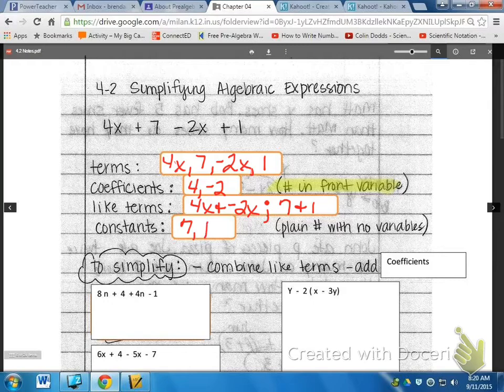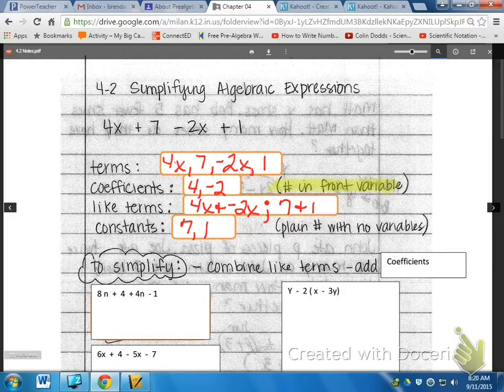Okay, questions about that vocabulary? You need to know what constants are, what like terms are, and coefficients: numbers in front of the variables. And be able to name every term, so every section. It's important to know what like terms are because when you simplify algebraic expressions, you're doing it by combining the like terms, and you combine the like terms by adding coefficients together.